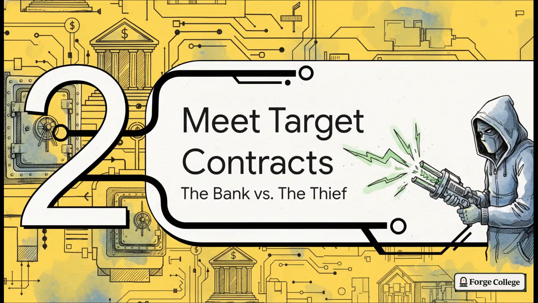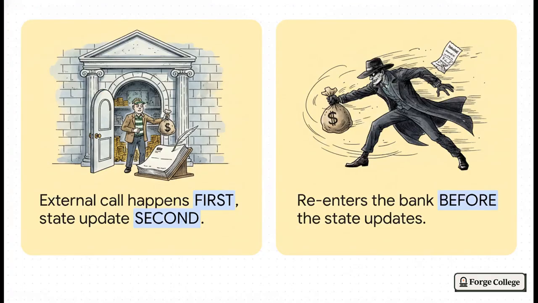Moving right along to Section 2, meet the target contracts, the bank versus the thief. Let's take a closer look at the blueprints of our target and the custom tool we built to crack it open. Check out this contrast. On the bank side, we've got some seriously flawed logic. It literally sends the money out in an external call first and then updates its internal ledger second.